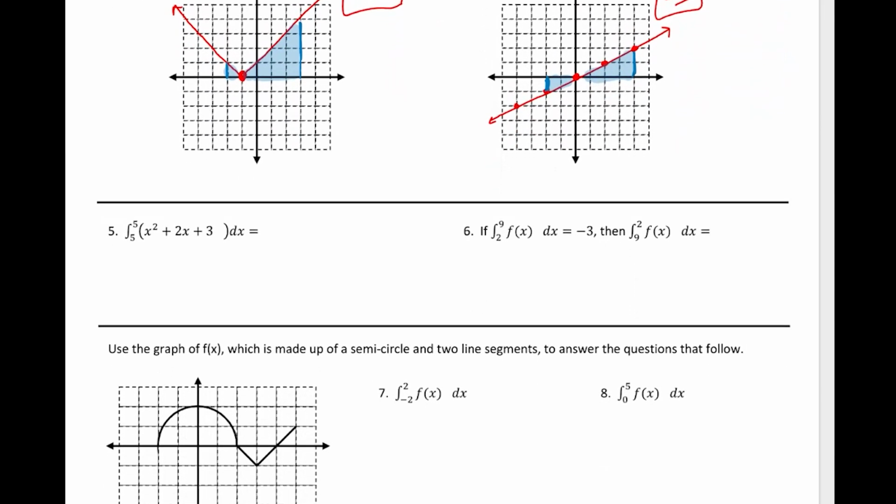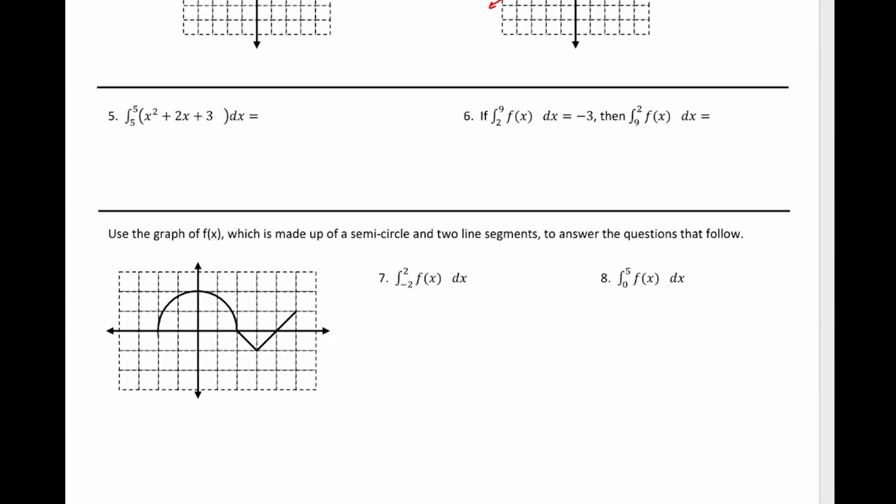Number 5 has an integral from 5 to 5. Anytime you've got the left and the right-hand boundaries, anytime they're the same, you don't have to do anything. This is just always going to equal 0. You're finding an area of a shape that has no base, so it's going to have no area. Not really much else to say about that. Just be on the lookout for any problems where the upper and lower bounds are equal.